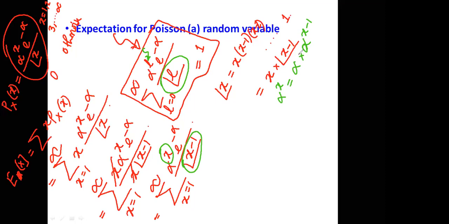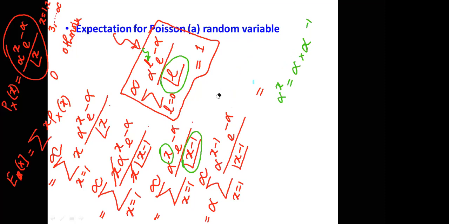So if I write this one, can I say that this equals alpha into, because alpha is a constant value, we can take it outside, and we can write alpha to the power x minus 1 e to the power minus alpha divided by factorial x minus 1? Can I do it? Yes, sir. We can do it. Alpha is a constant, so if I take alpha common, there will be a minus 1 in the power of alpha. Then that will look easier.